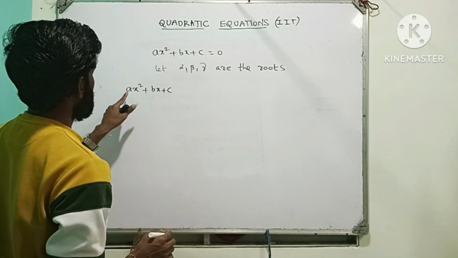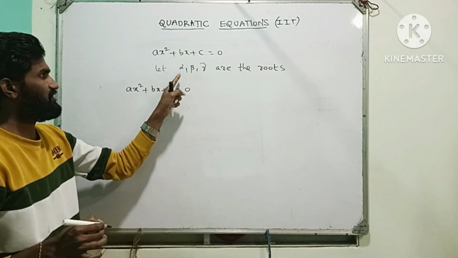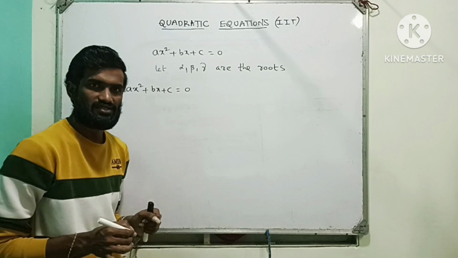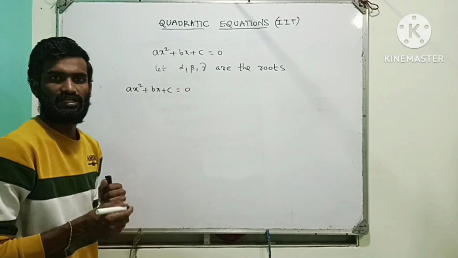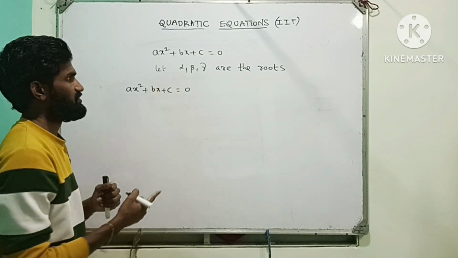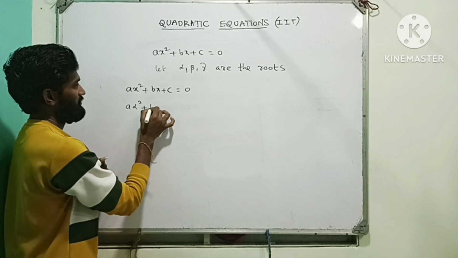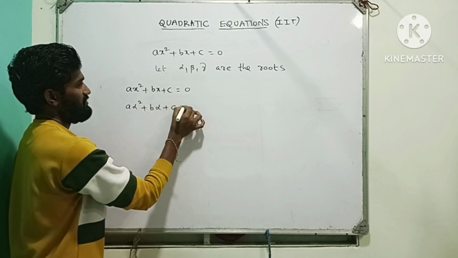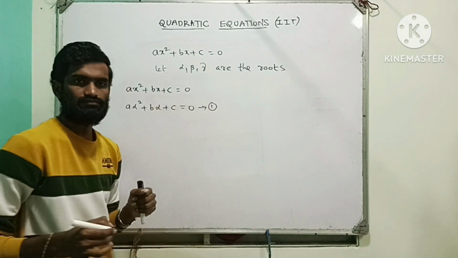So here ax² + bx + c = 0. For this quadratic equation, alpha, beta, gamma are the roots, which means we can substitute these three roots in this quadratic equation. So what will happen if I substitute alpha in this equation? a alpha² + b alpha + c = 0. Let us take this as equation number 1.